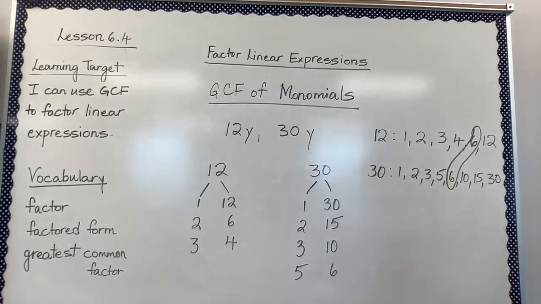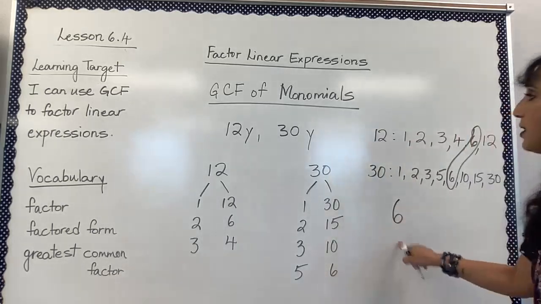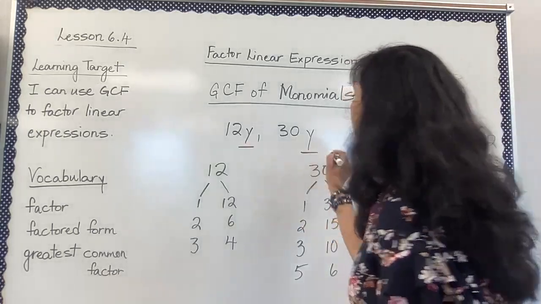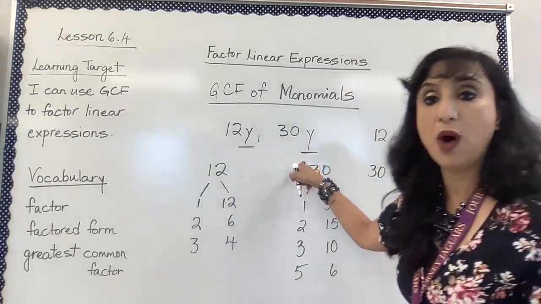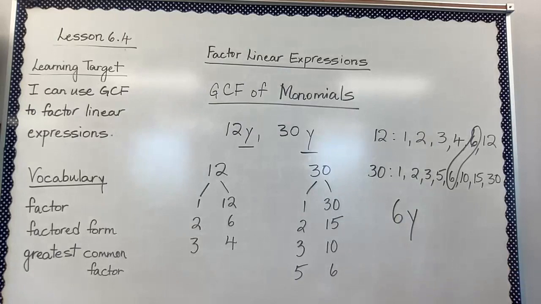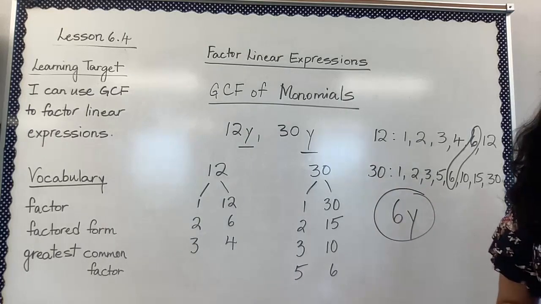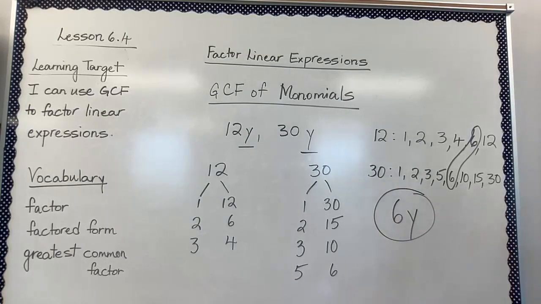All right, but do I have a common variable? Absolutely. So my greatest common factor is 6, but both of them also have this common factor of y. So therefore, my greatest common factor of the monomials is going to be 6y. All right, so this is one method of solving it.